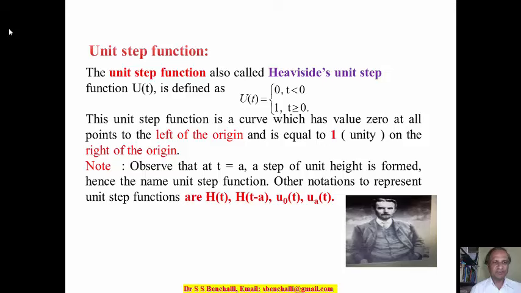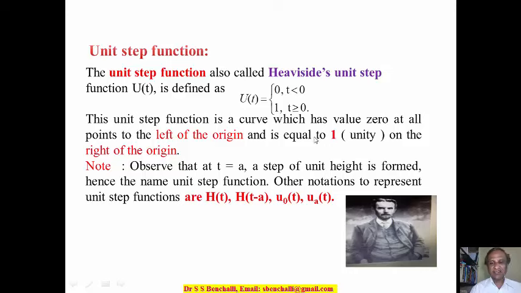So you may ask, what do you mean by unit step function? The unit step function, also called Heaviside's unit step function, we denote using the symbol u of t, and is defined as u of t is equal to 0 when t is less than 0. It means that when the value of t is less than 0, the value of u of t is 0. Is it clear? And when t is greater than or equal to 0, the value of u of t is always 1.